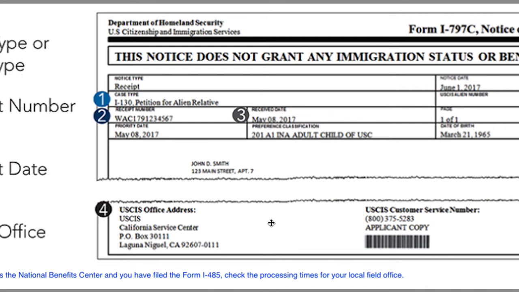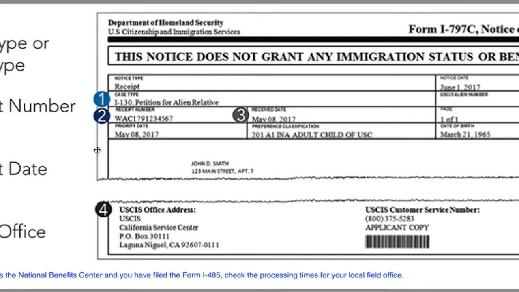The next thing you should know is case type. So it usually goes by a form number. In this case, it's the Form I-130, Petition for Alien Relative. So the form number will be related to the type of application you filed.